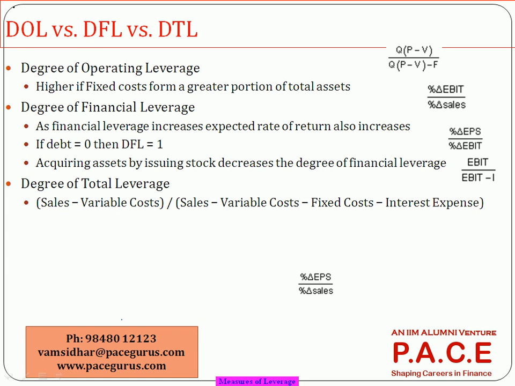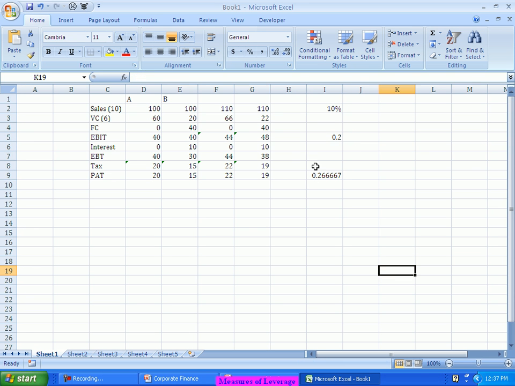So, how do I measure these? Simple logic. When we say degree of operating leverage, we just take the ratio of these two things. We divide this by this and call it operating leverage, right? Which means if the sales have gone up by 10%, by what extent is my operating profit going to go up? So, for a 1% increase in sales, how much percent is the increase in operating profit?